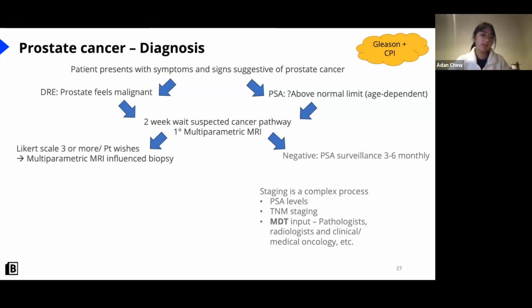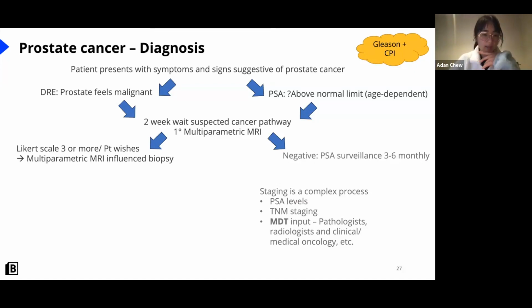Or if it comes out as a Likert scale 3 or more, which refers to the Cambridge prognostic group, or the patient wishes, then you would undergo multi-parametric MRI influenced biopsy. Sorry, the Likert scale is a different kind of grading than what we use to grade tumors, which follows that biopsy. So the Likert scale is different.